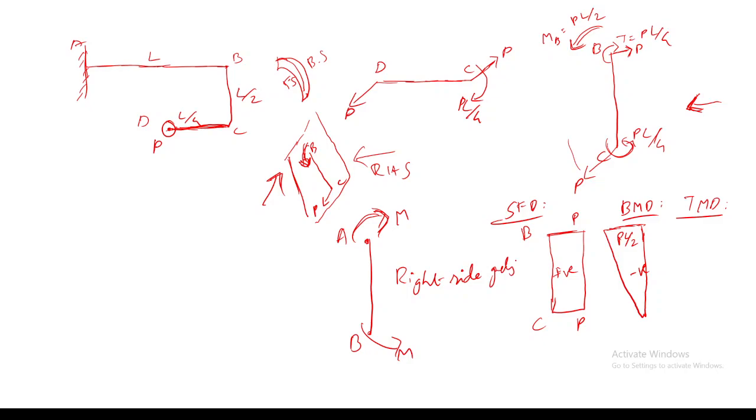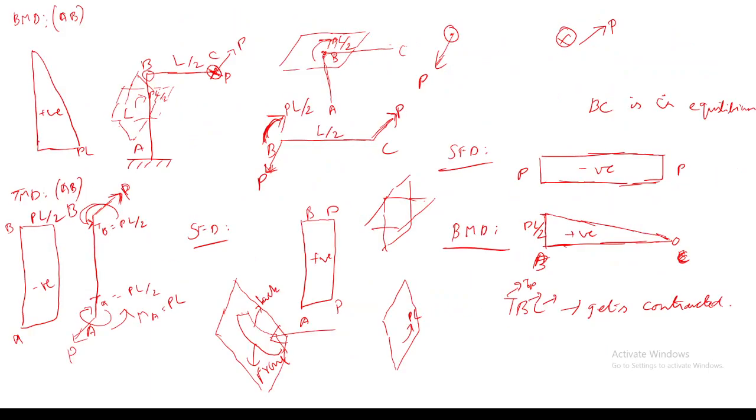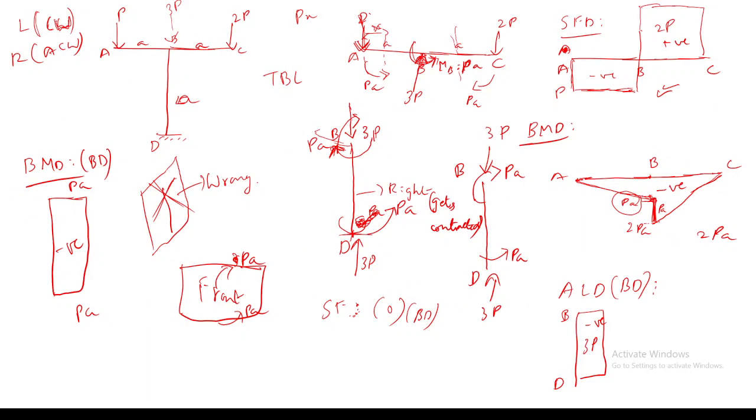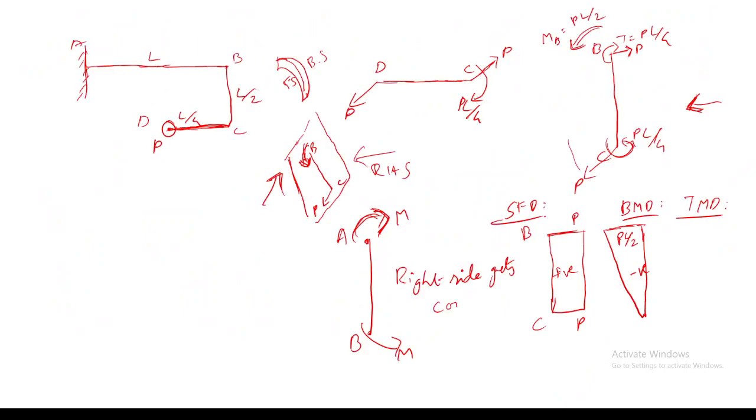Left, sir, the left would be the contracted side. No, I'm loading it like this. See here, similar to this, this is like loading it from this side, right? Like that only I have loaded here. So here the right side gets contracted. So what sign convention are we following? TBL, which means the top surface, the back side and the left side. If all these get contracted, the bending moment will be positive.